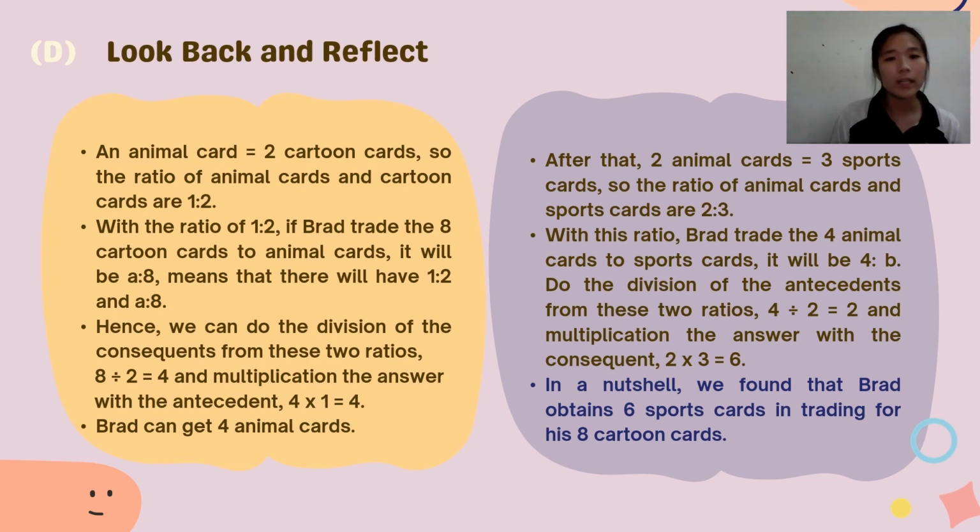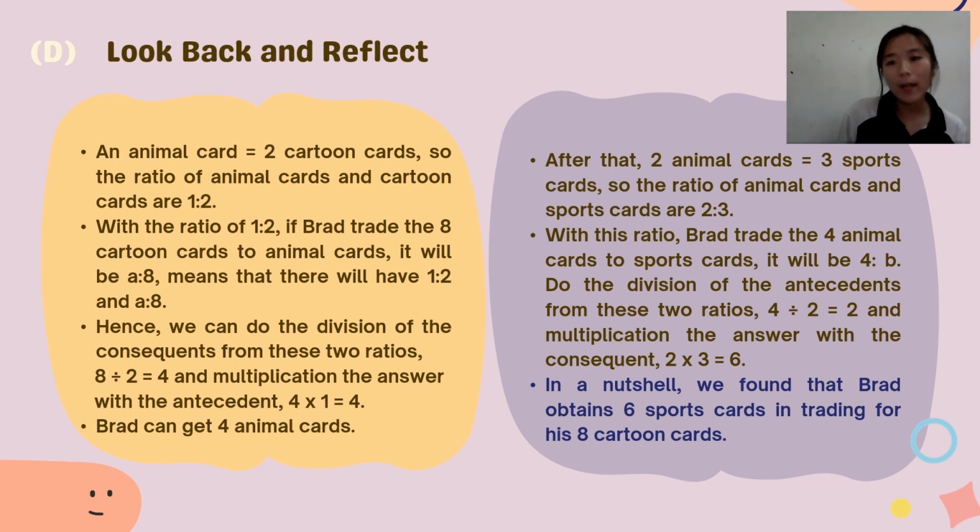An animal card is equal to 2 cartoon cards, so the ratio of animal cards to cartoon cards is 1:2. With the ratio of 1:2, if Brett trades the 8 cartoon cards for animal cards, it will be 1:2 and 8:8. Hence, we can do the division of the consequent from these 2 ratios, using 8 divided by 2 is equal to 4, and multiply the answer with the antecedent. 4 times 1 is equal to 4, so Brett can get 4 animal cards.